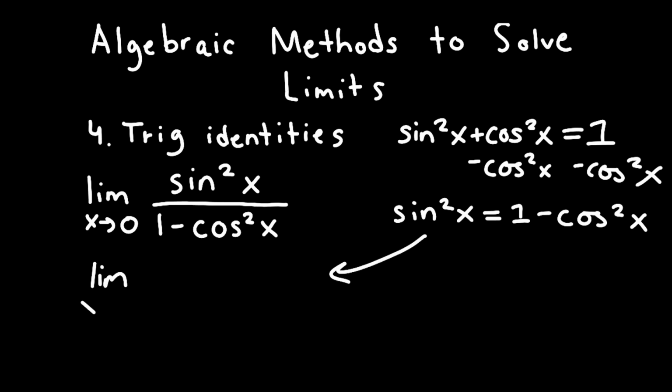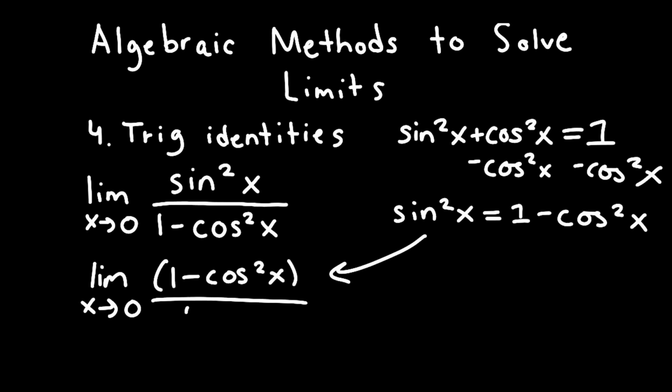Again, remember to rewrite the limit. We're going to get 1 minus cosine squared x over 1 minus cosine squared x. And now we have the exact same thing in the numerator and denominator. Anything divided by itself is 1, meaning this limit is also 1.